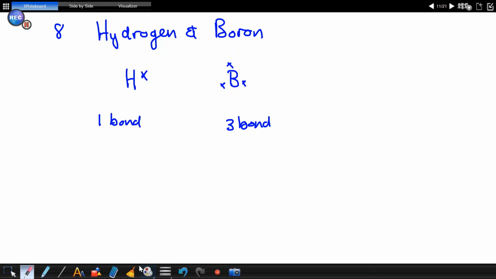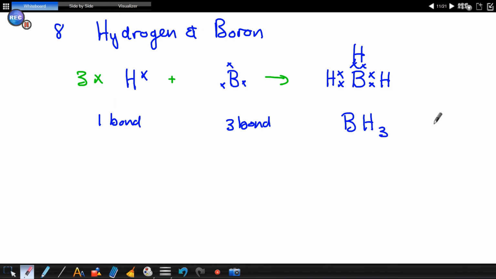Okay? So how many hydrogens do I need? I need 3 hydrogens to join to the boron, and then it will make BH3, where a hydrogen shares electrons with a boron there, and a hydrogen shares electrons with a boron there, and a hydrogen shares electrons with a boron there. So this is BH3 with 1 boron to 3 hydrogens being the ratio. And this is boron trihydride.